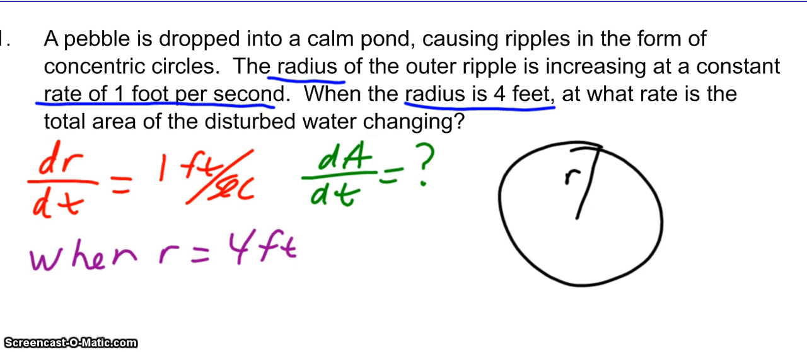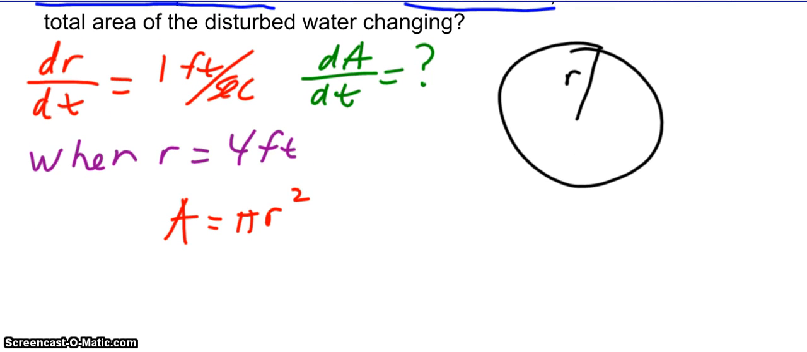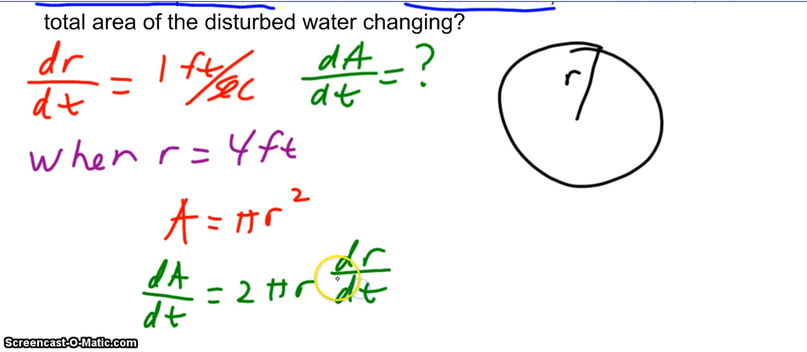Alright, so what's our equation? Well, we're relating area, so I care about the area. So area equals pi r squared, right? Okay, so now we're going to do the derivative, but when we're doing the derivative, we're doing it with respect to time. So the derivative of area with respect to time is dA dt. Pi is a constant, so this is just going to be 2 pi r dr dt.